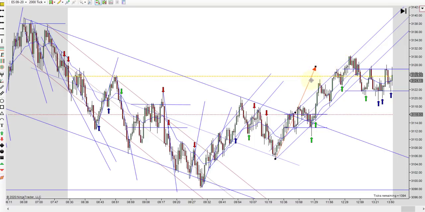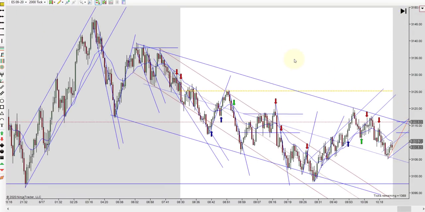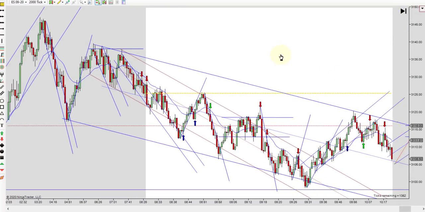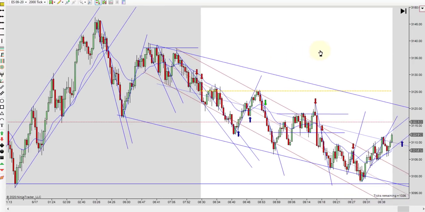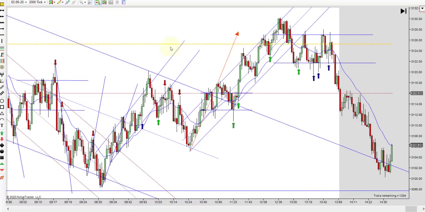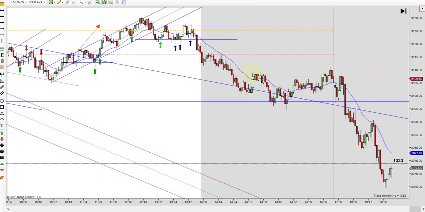Basically, we actually had a measured move right there, and we pushed a little bit higher. So we got all those targets, pretty good targets today. We actually got a little more than our targets. But it's just a range day for the most part. The real sell-off didn't happen until after 2 o'clock.